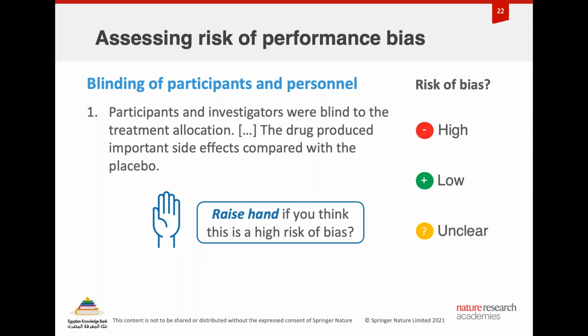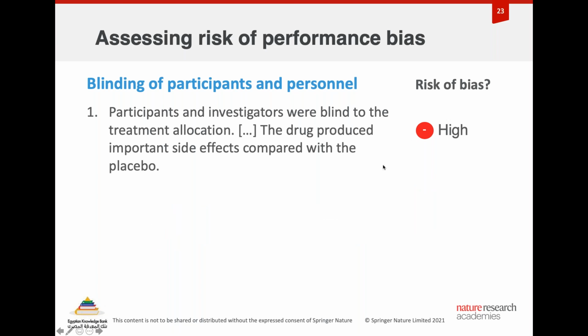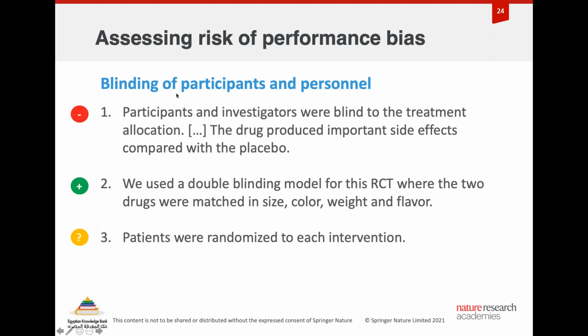So any potential side effects of interventions should always be treated along with the actual intervention itself to ensure that there's not going to be any unblinding in the study. So this would be very high risk of bias. Other cases in terms of blinding: low risk of bias would be using a double blinding model where the two drugs were matched in size, color, weight, and flavor. So regardless, neither the participant nor the investigator could have any clue which drug they're receiving. That's a low risk of bias. And then unclear would be if a study said patients were randomized to each intervention. Again, not enough information, contact the authors.